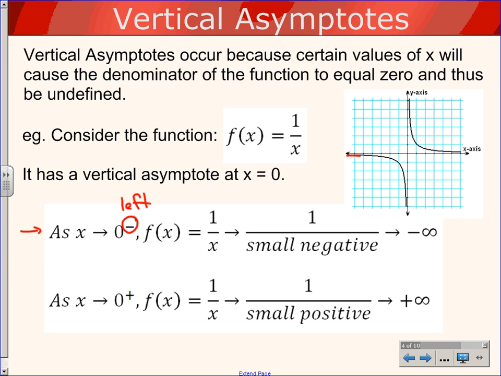So as we're coming in this way, what happens to the function? Well, the numerator stays as 1. Nothing we can do about that. But the denominator becomes a very small negative number. And we have to be careful today because we have to talk about the idea of small and large numbers, and we're also going to talk about negative and positive. So when I say small, we're going to think of numbers like 0.1, 0.001, 0.0001. That'll be a small number.